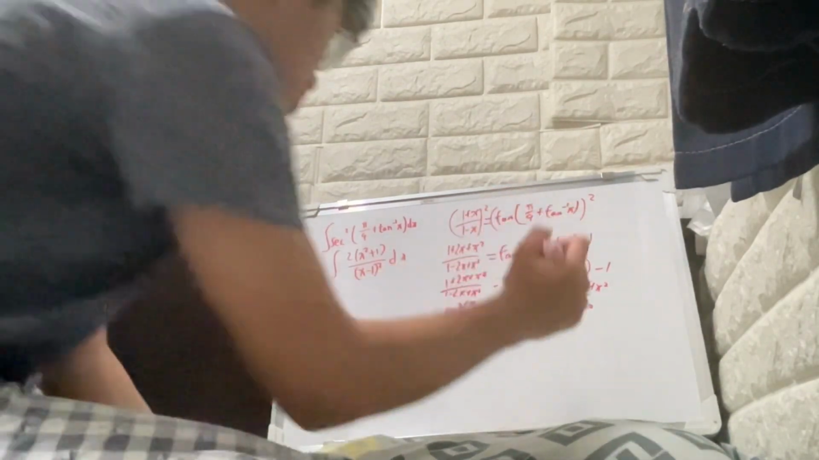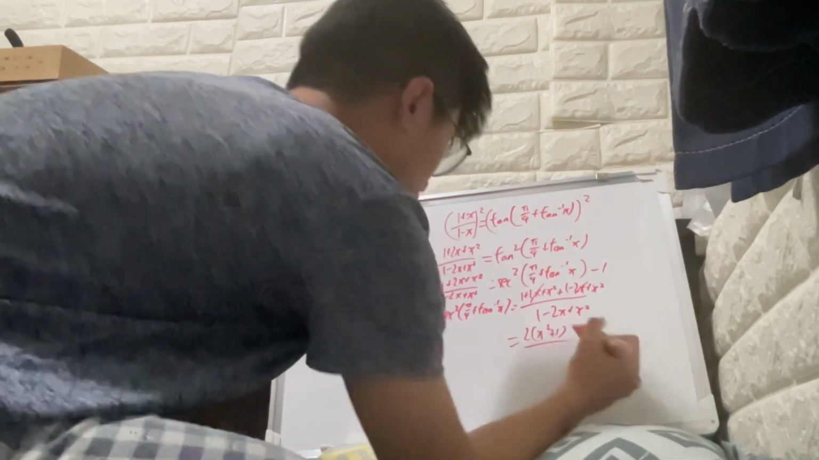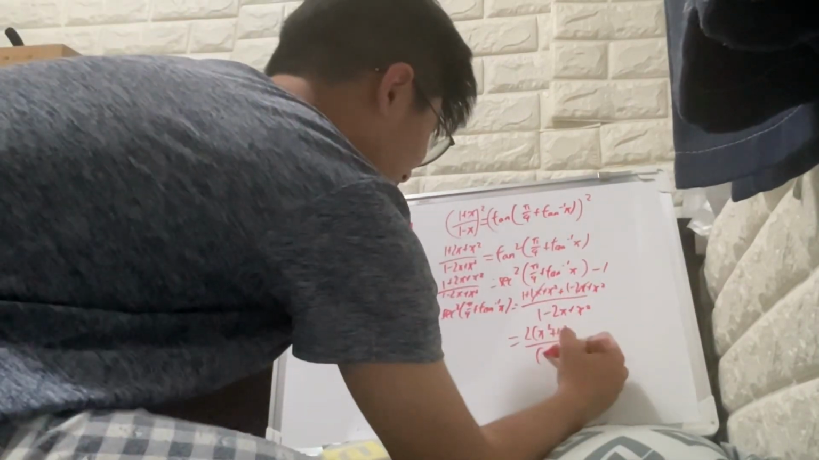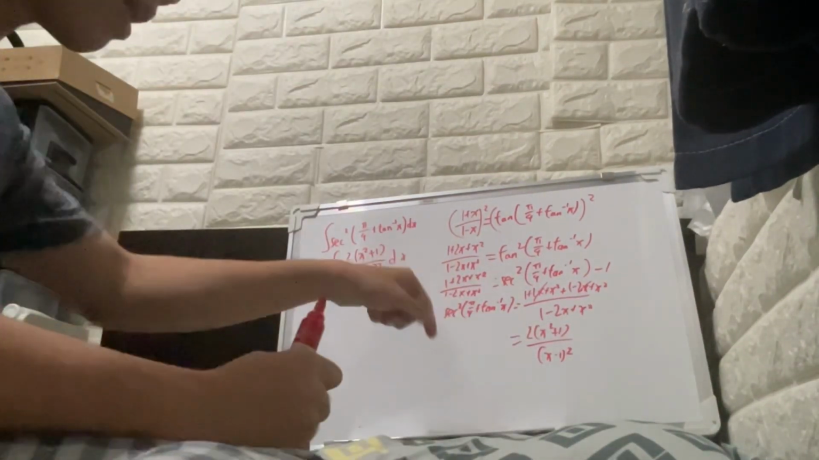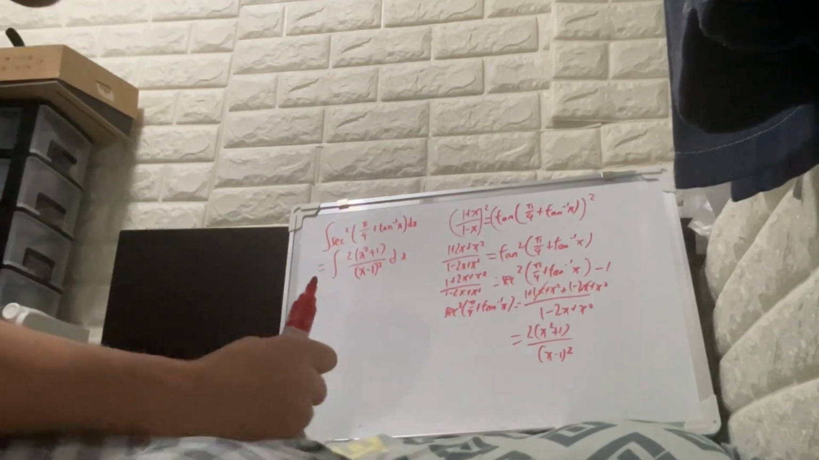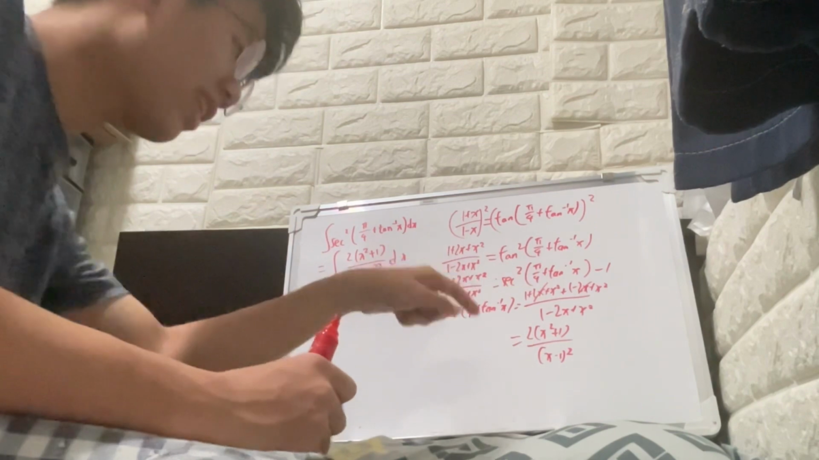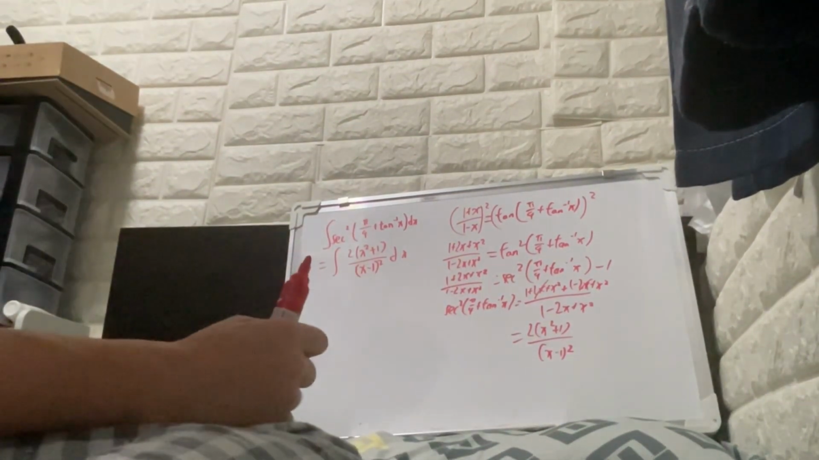So finally you get 2 plus 2x squared. Let me just factor it. Just 2 times x squared plus 1. And this is just equal to that. Right? So finally, secant square of pi over 4 plus inverse tangent of x is equal to 2 times x squared plus 1 over parentheses x minus 1 square. Whoa, this is really cool.